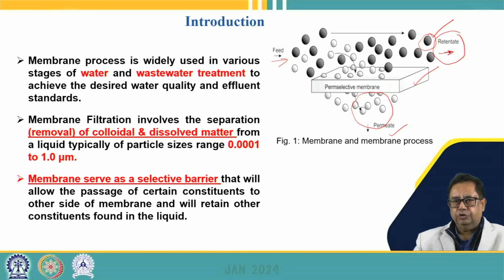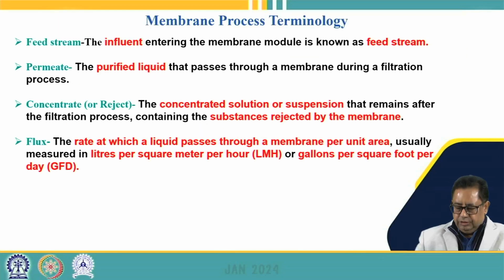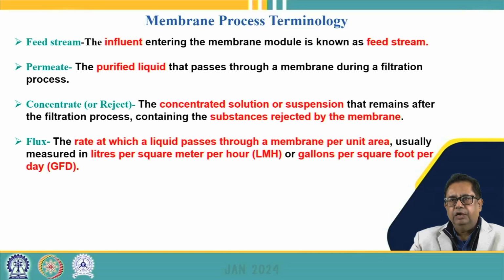That's how we use the membrane for enhancing the quality of the water or the wastewater. There are a number of terminologies that we generally use during the membrane processes. First is the feed stream. The feed stream generally refers to the influent which enters the membrane module. It is called the feed stream because it is the influent being subjected to the membrane for treatment, so it is also known as the influent. We will refer to the influent as the feed stream in our coming lectures.